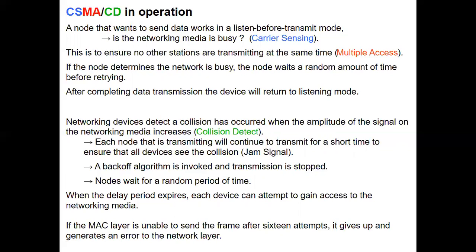The node waits for a random period of time before it can send again. When the delay period expires, each device can attempt to gain access to the networking media. If the MAC layer is unable to send the frame after 16 attempts, it gives up and generates an error to the network layer. 16 times, don't forget.